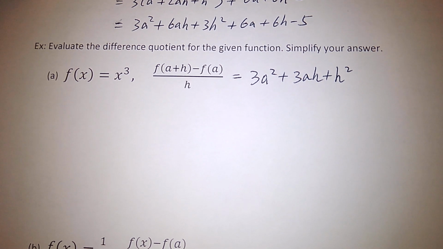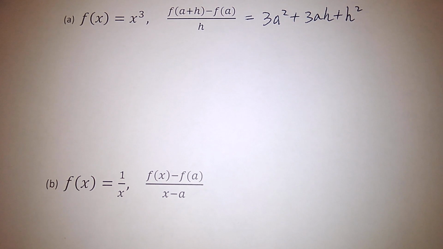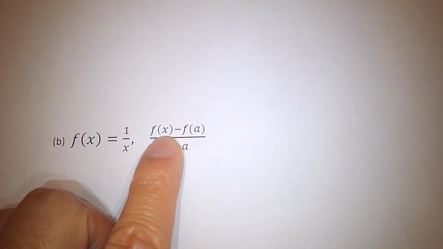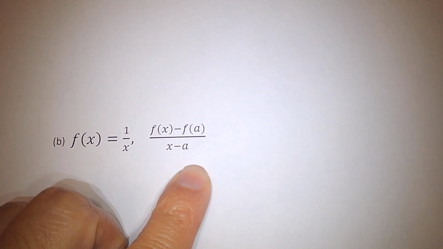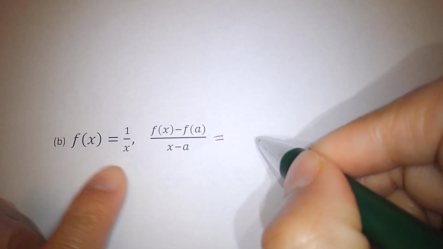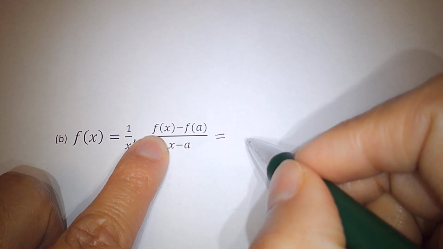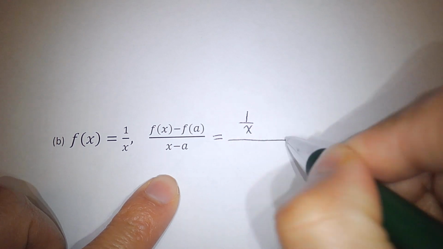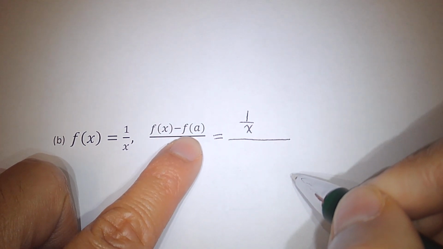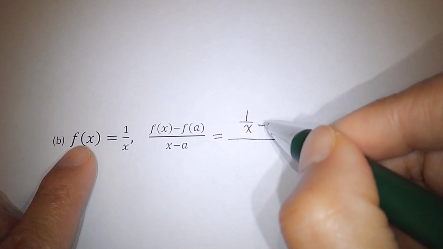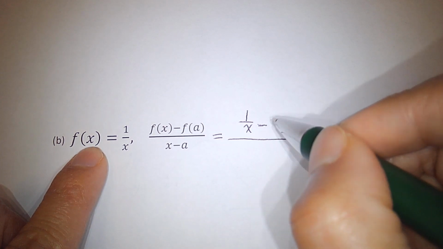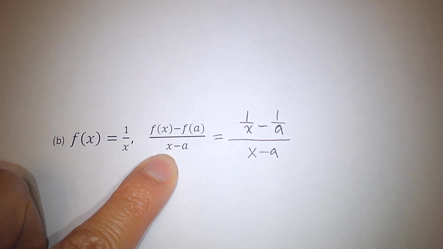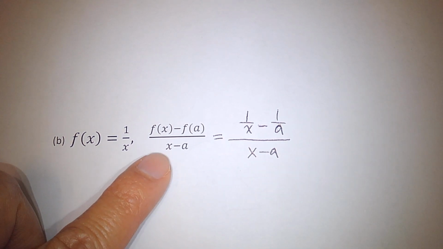Alright, number 2. If f of x equals 1 over x, simplify this expression. How, guys? Just plug in, right? Plug in f of x. What is f of x? 1 over x, right? Minus f of a. What is f of a? When x equals a, we have 1 over a, right? And on the bottom we have what? x minus a, right?